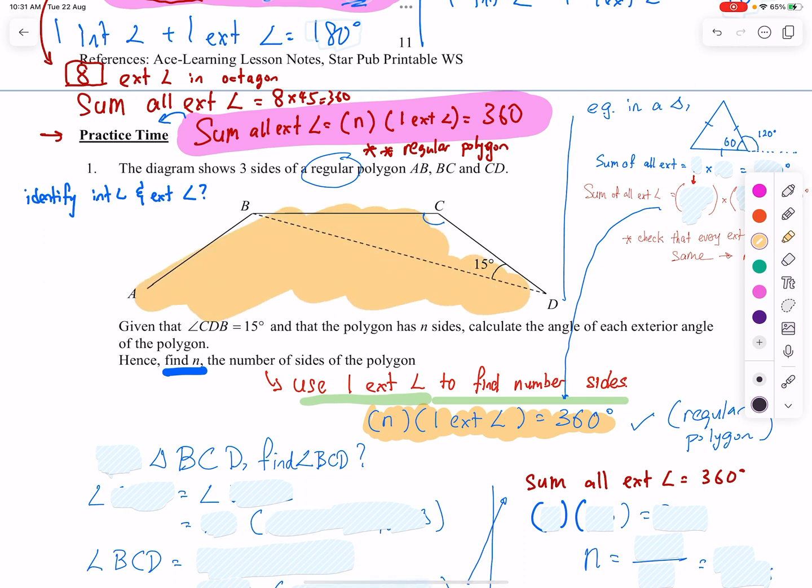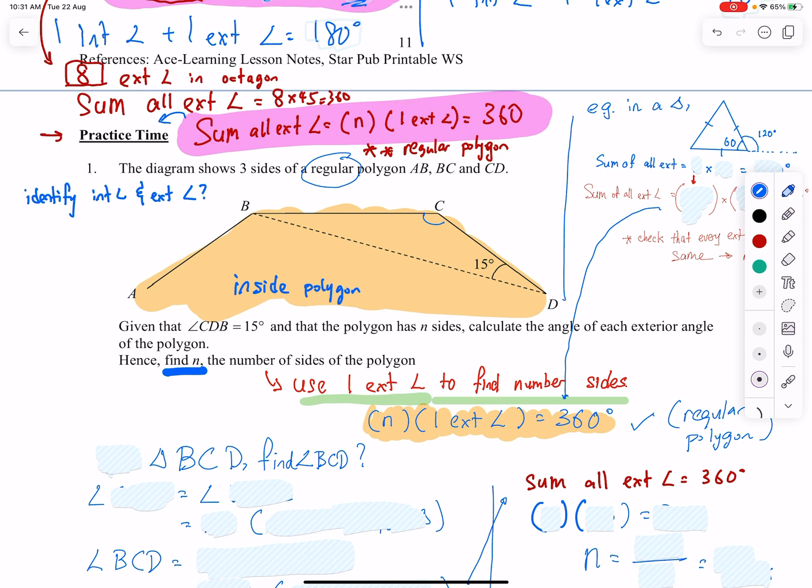So this is part of the polygon. This is inside the polygon, and that is outside the polygon. The white space is outside the polygon. All right, now let's go. I want to calculate the number of sides of the polygon.